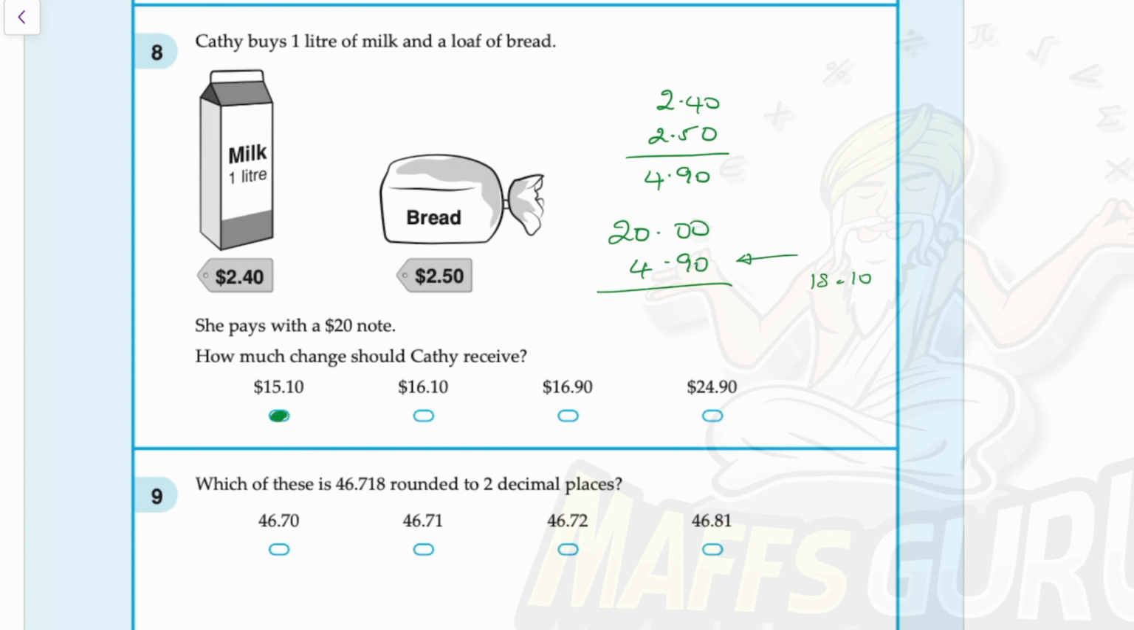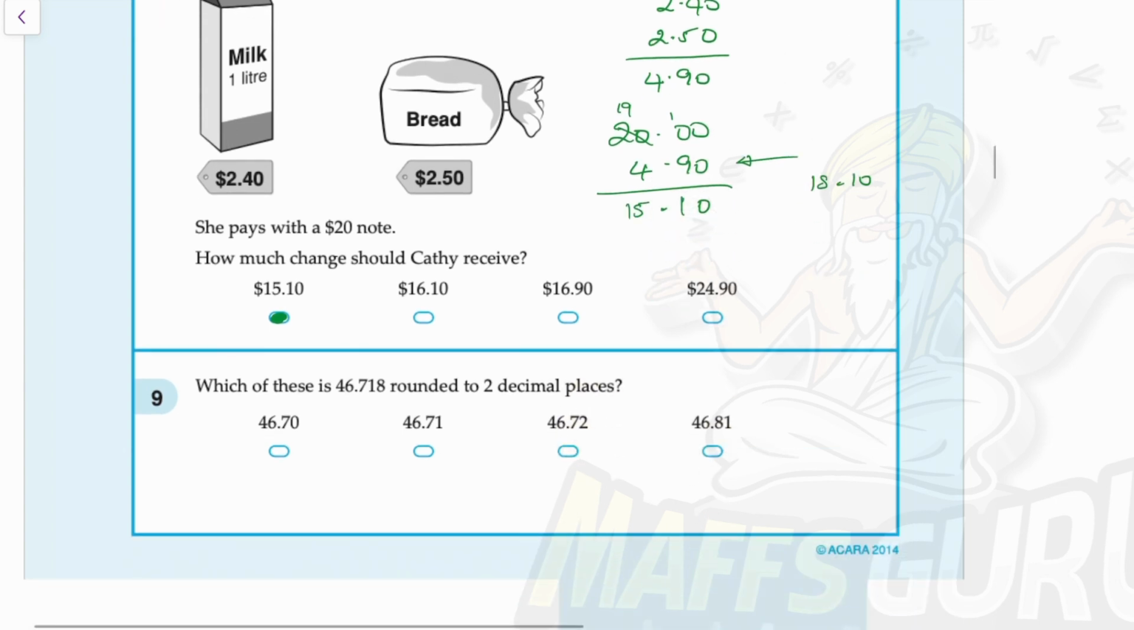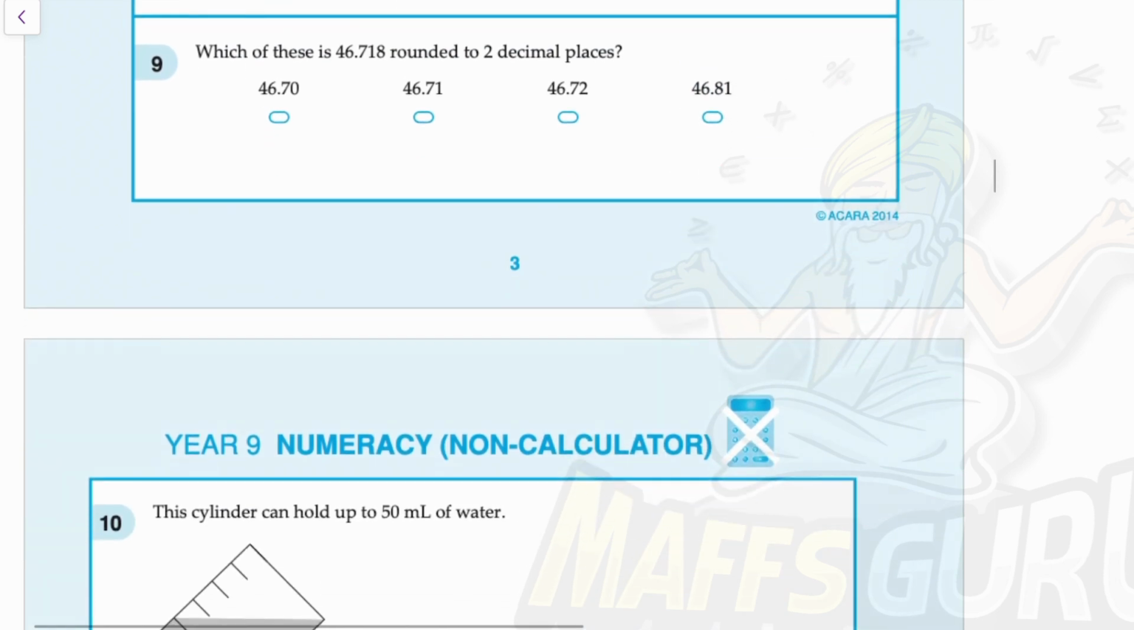That's certainly one way of doing it. Let's just see whether we can do it the other way. 0 minus 0, put a 1 there, I'll make that 19. So 1 minus 9, 10 minus 9 is 1, 19 minus 4 is 15, and $15.10. There's lots of different ways of doing this. Money should be a good one for you guys.